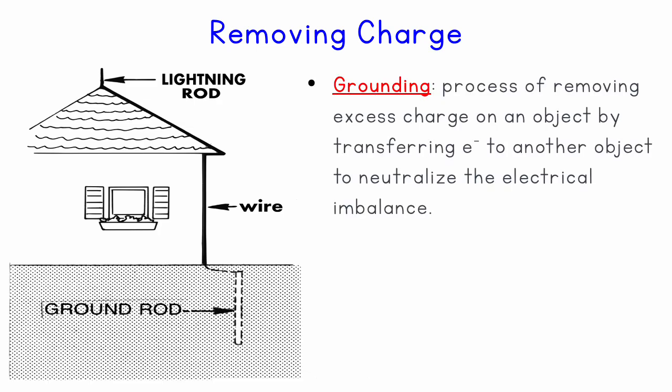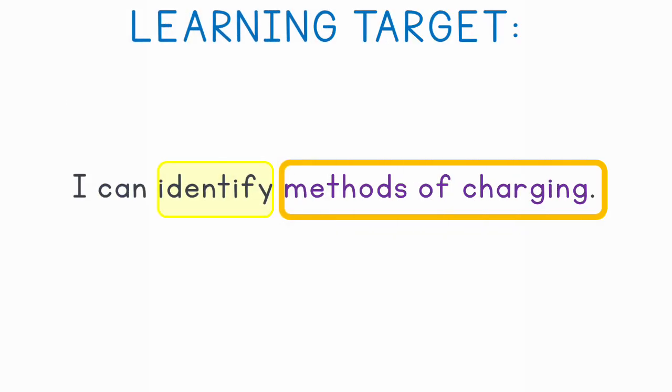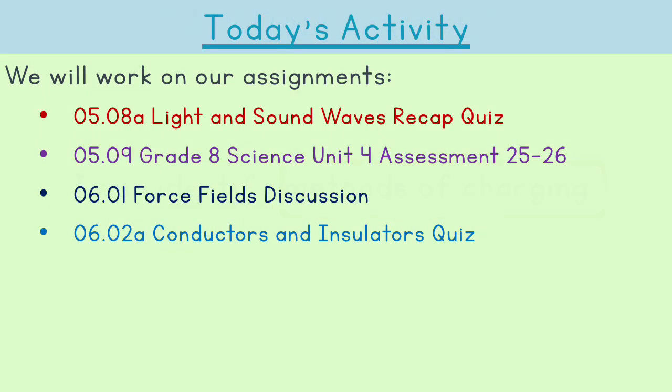Grounding is the process of removing excess charge on an object by transferring the electrons to another object to neutralize the electrical imbalance. This redirects the charge to the ground rather than a building. So as we wrap up, our target has been to identify the methods of charging.